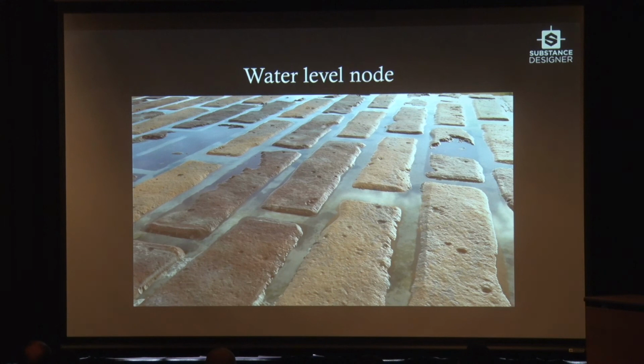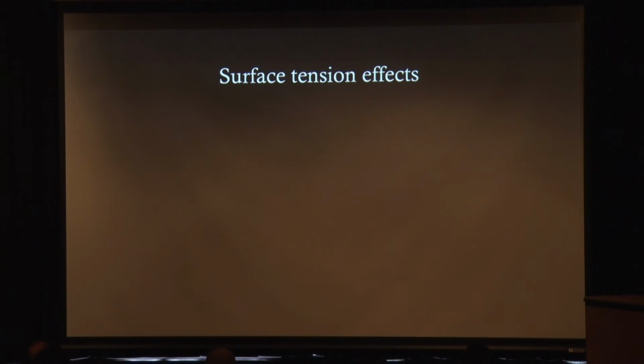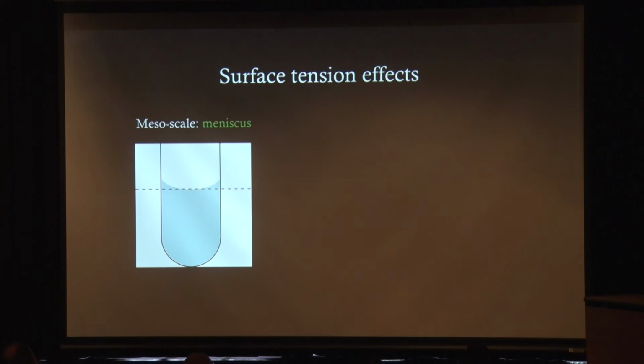But we thought it's interesting they don't deal with something that's important in water, which is surface tension. And so we identified 3 different surface tension effects that we wanted to reproduce. The first one works at the mesoscale, and it's called the meniscus. It's this shape that the water takes when it meets a new material. It takes a different angle, a specific angle, depending on the material.